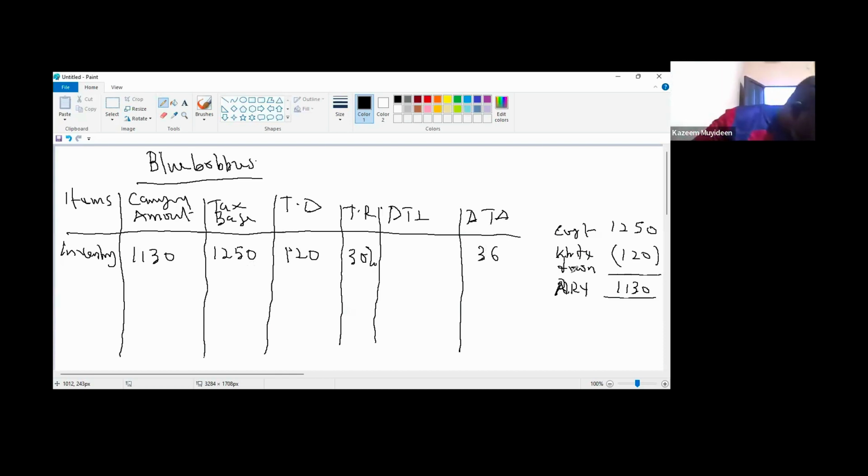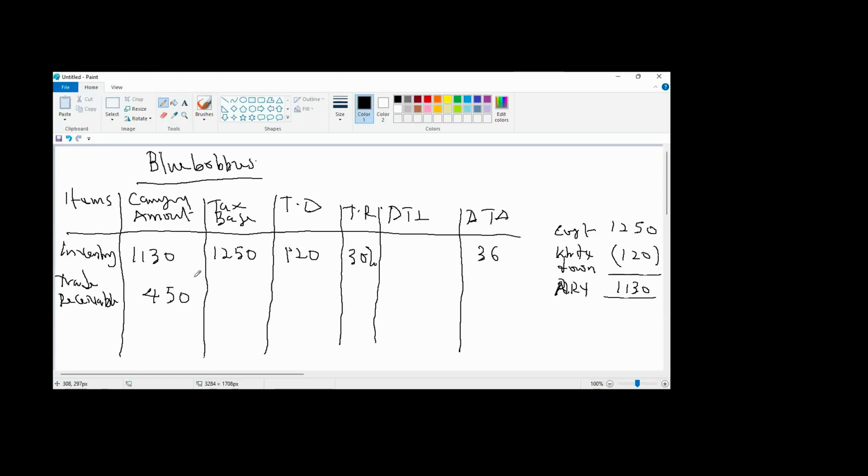I'll go to the second one. Trade receivable. Now, under trade receivable, what did they say? Trade receivable has a carrying amount of 450 after making a general provision to date. The provision is not allowed for tax purpose. Carrying amount is 450. What is going to be the tax base?